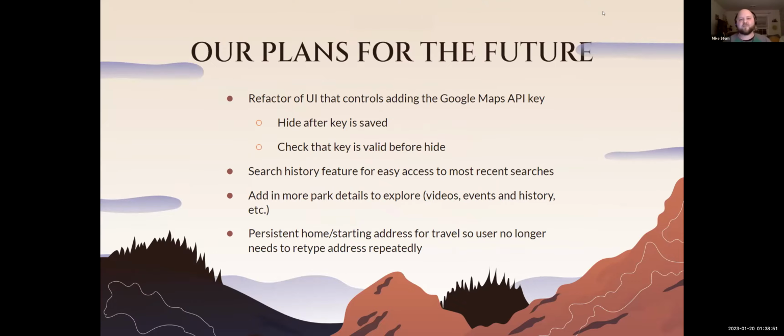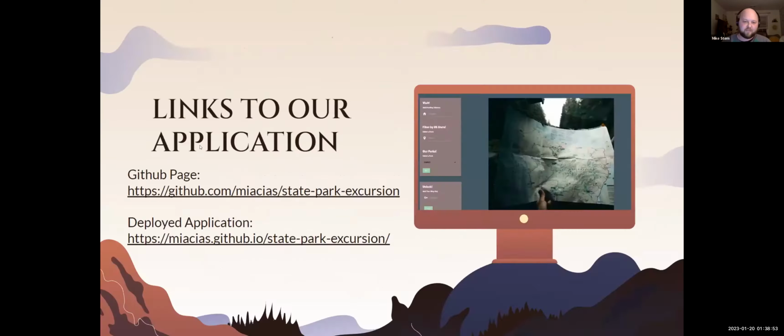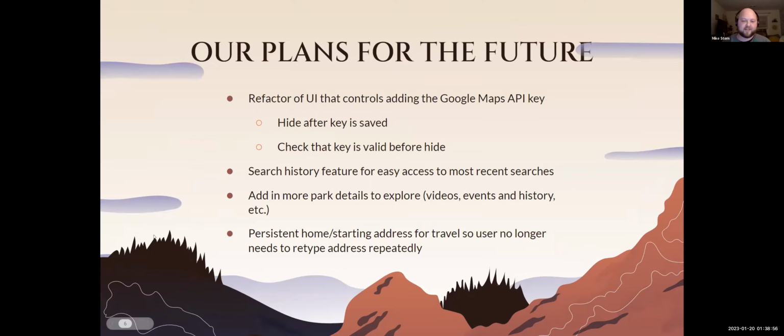All right, for plans for the future, first thing would be refactoring the UI that controls that Google Maps key. One thing we wanted to do is once the key was entered and saved, have that box disappear, but obviously check to make sure it's a valid key before that happens, just to get it off the screen.